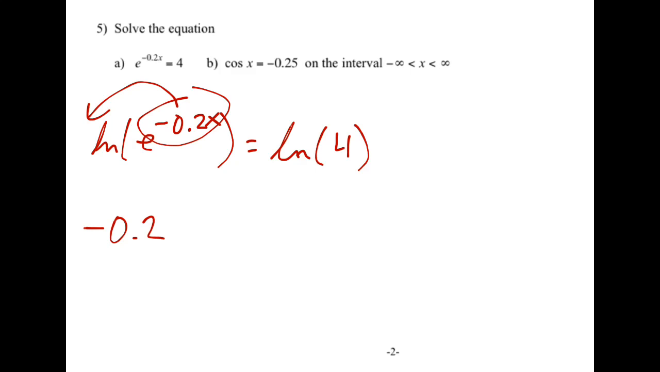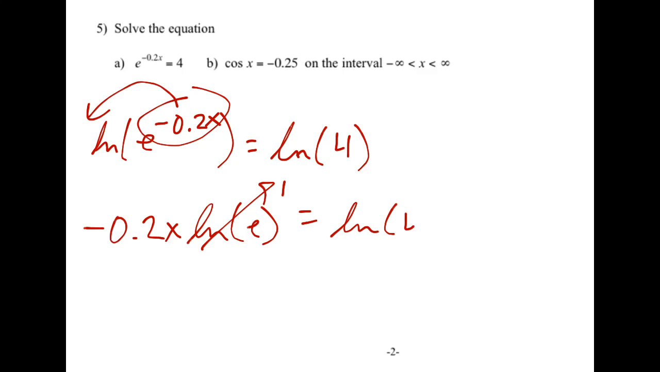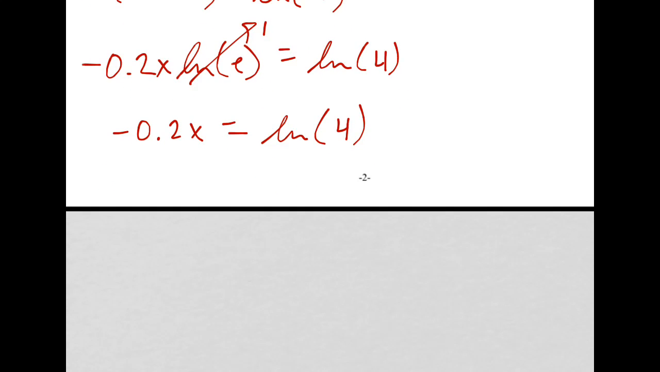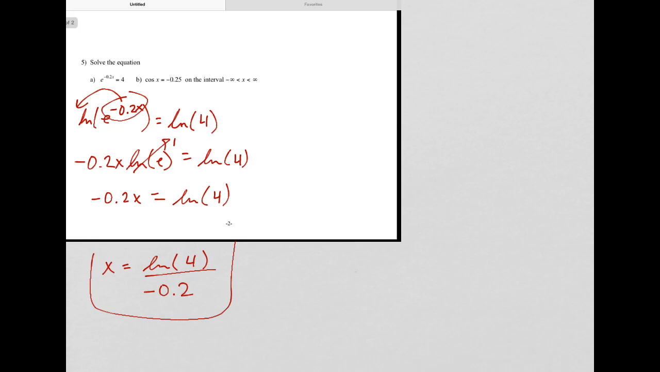Negative 0.2x ln of e. Oh, that's just 1. Sweet. ln of 4. So really I have negative 0.2x equals ln of 4. Divide by negative 0.2. So x equals ln of 4 divided by negative 0.2. So that's for that.